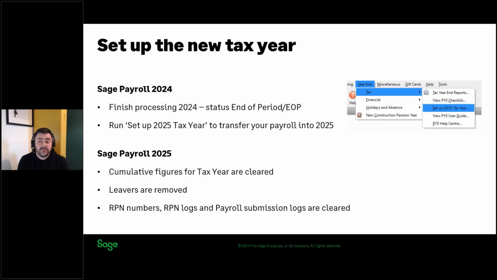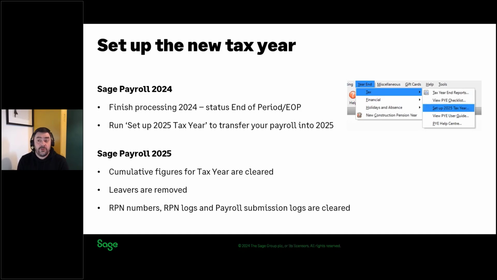Now, when it does that, the cumulative figures for the tax year are cleared from the employee records. Any leavers that left in 2024 are removed from that payroll, and RPN numbers, RPN logs and payroll submission logs are all cleared in the 2025 version of your payroll. But you can view all of that information for 2024 in your 2024 software.